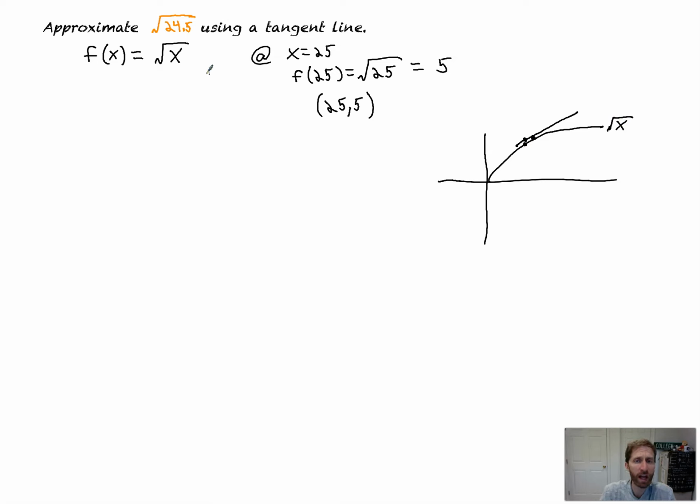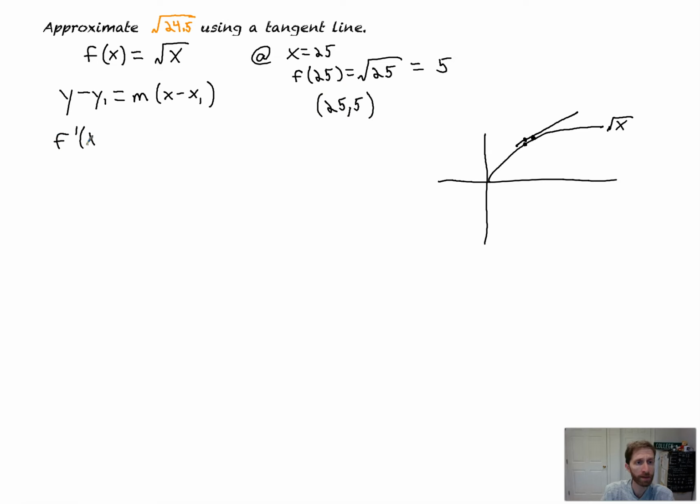So we need the tangent line equation. We've got an x value and a y value. I like to write out my template first. As always, y minus y1 equals m times x minus x1. Now from here, I've got my y1 and x1, but I need my slope at 25. Be very careful here. You do not want the slope at 24.5. We're concerned with finding the tangent line at a nice point, 25.